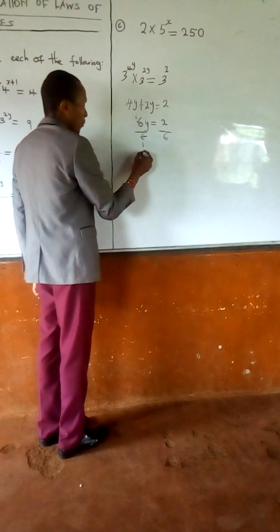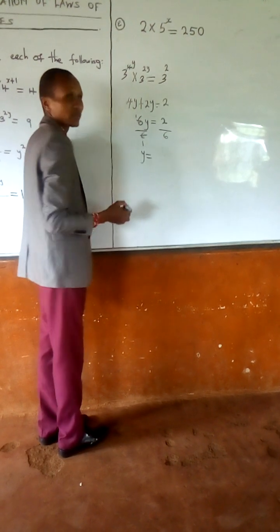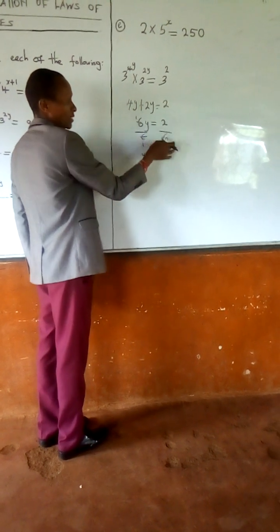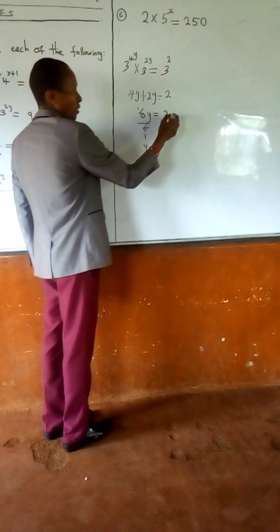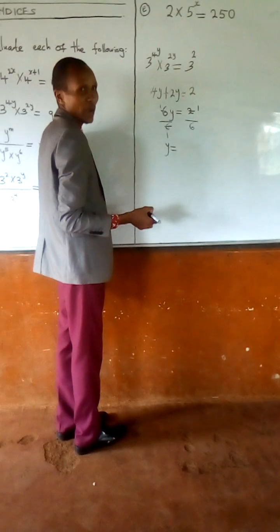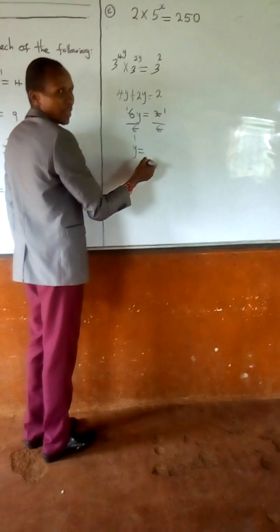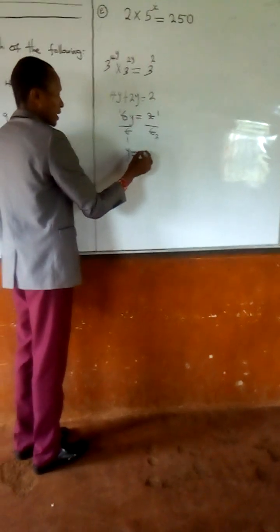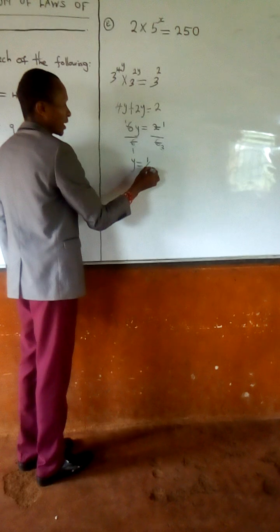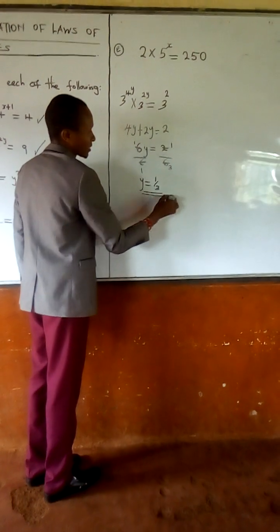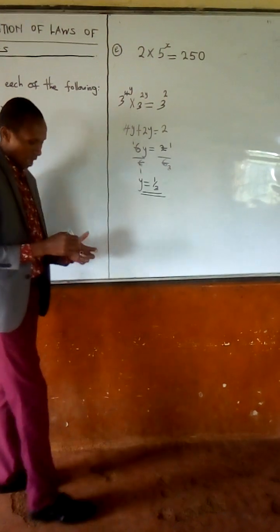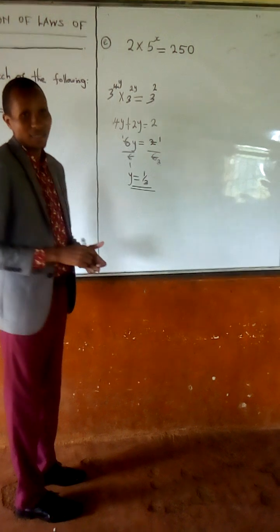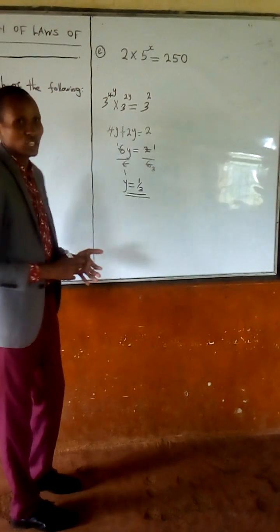So we remain here with y is equals to, this one you can check that it is divisible by 2. So by 2 there we get 1. By 2 here we get 3. So our answer will be 1 all over 3. As simple as that. It's just very simple.